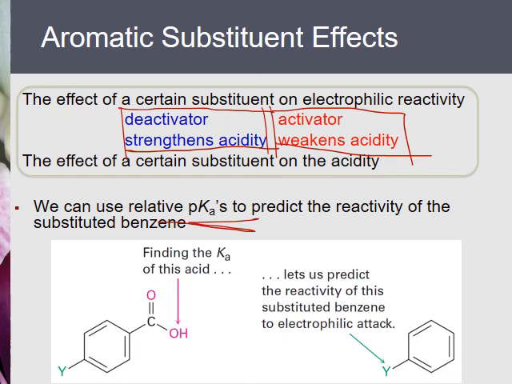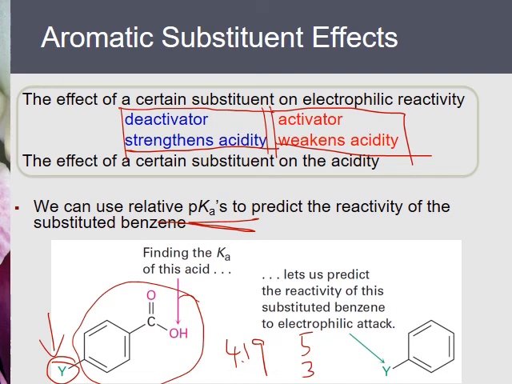For example, benzoic acid pKa is 4.19. Suppose by adding a substituent, the acid pKa becomes 5, an increase, and that means it becomes less acidic. So why must it be an activator? Because activators weaken acidity. On the other hand, if the pKa becomes 3, that means this acid becomes stronger, and therefore why should it be a deactivator? Because deactivators strengthen acidity.